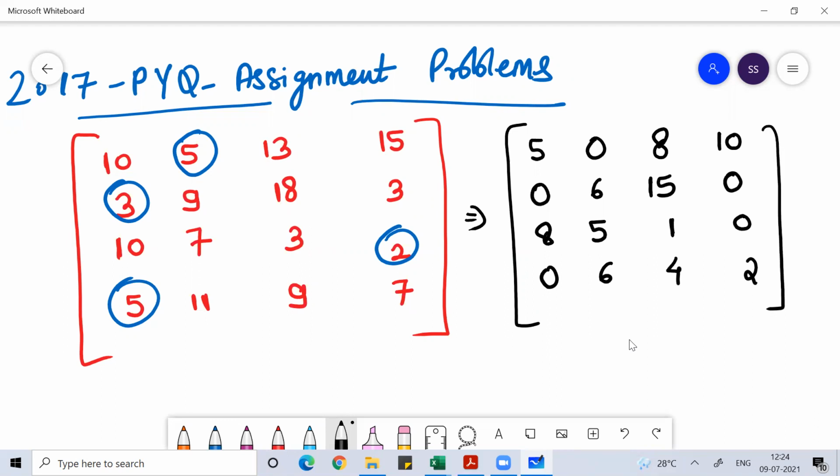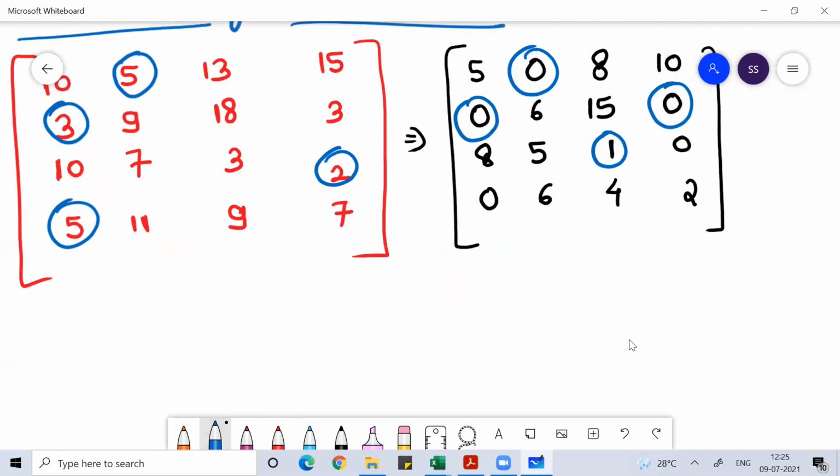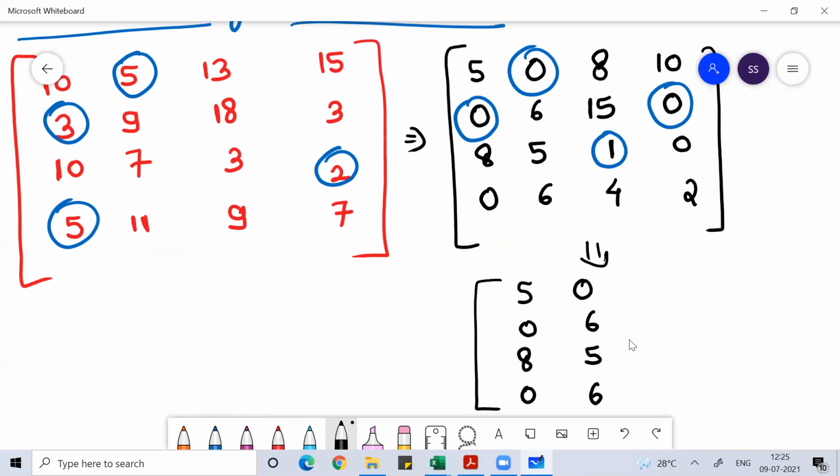Once you have found the minimal element in the row and subtracted it from all the elements of the row, now you find the minimal element in the column. The minimal element in the column here is 0, this is 0, this is 1, this is 0. So now if we do this: 5, 0, 8, 0, then 0, 6, 5, 6, then this is 7, 7, then this is 4, 0, this is 0, this is 3, this is 10, 0, 0. Done, everyone.